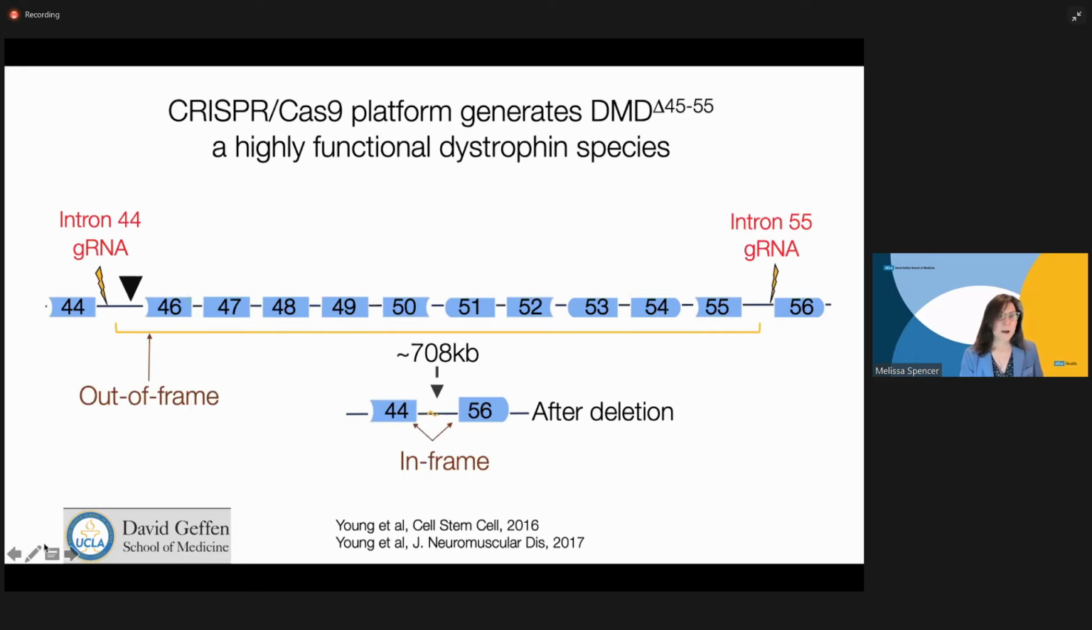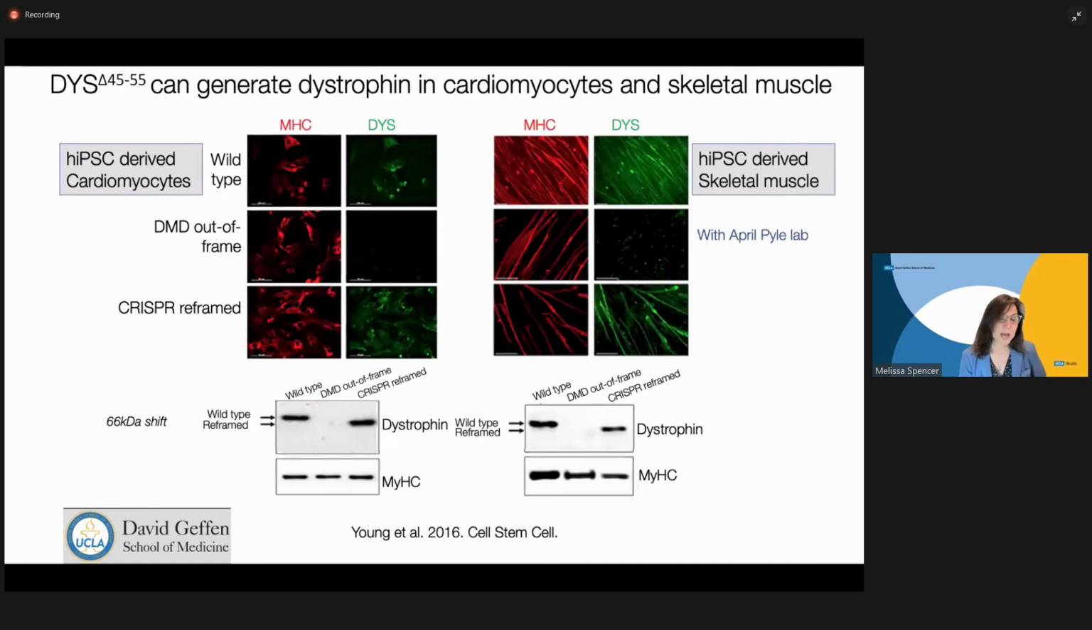So when our guide RNAs cut in the intron, then the non-homologous end joining system of the cell will take these 2 introns and put them together to make a chimeric intron and delete about 708 kb. This is a huge deletion. We published this in 2016, and we were surprised at how well it happens.